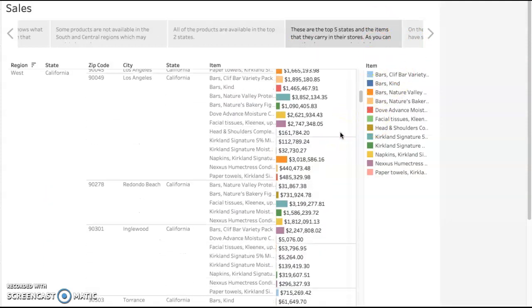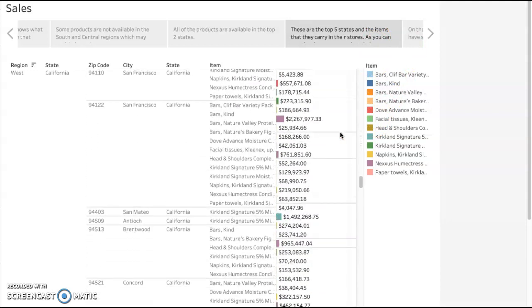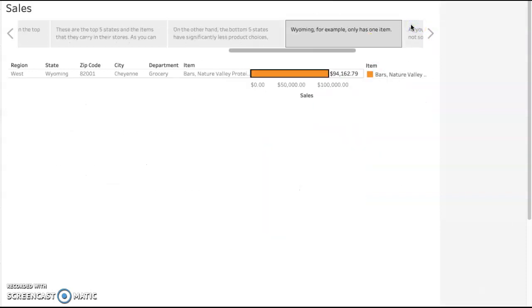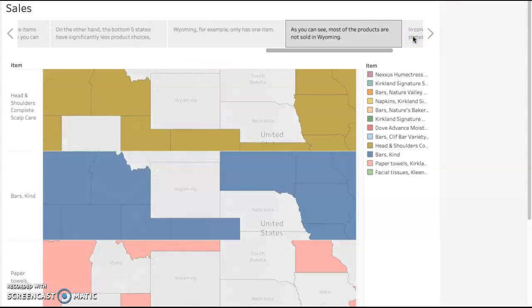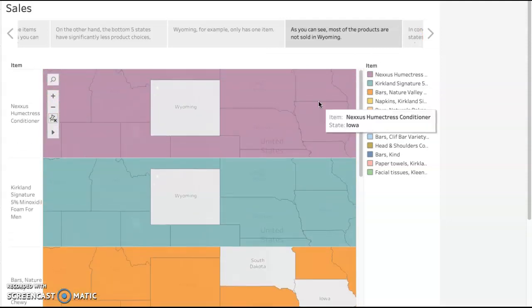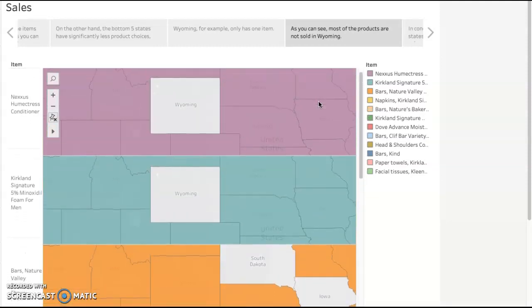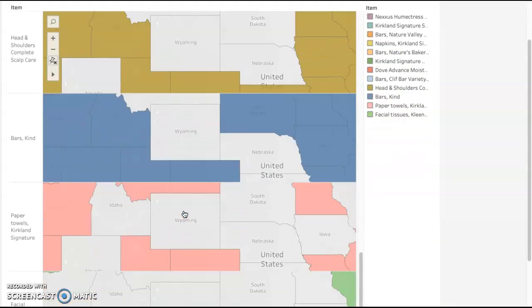So these are the top 5 states. As you can see, they carry several products in a more diverse set, as compared to the bottom 5 states, which had significantly less products. Like Wyoming, for example, only has 1 item. They only distribute this item. So as you can see, by this more focused version of the product availability map, Wyoming is excluded, except for this one, which was the only one that they had selling in that area.